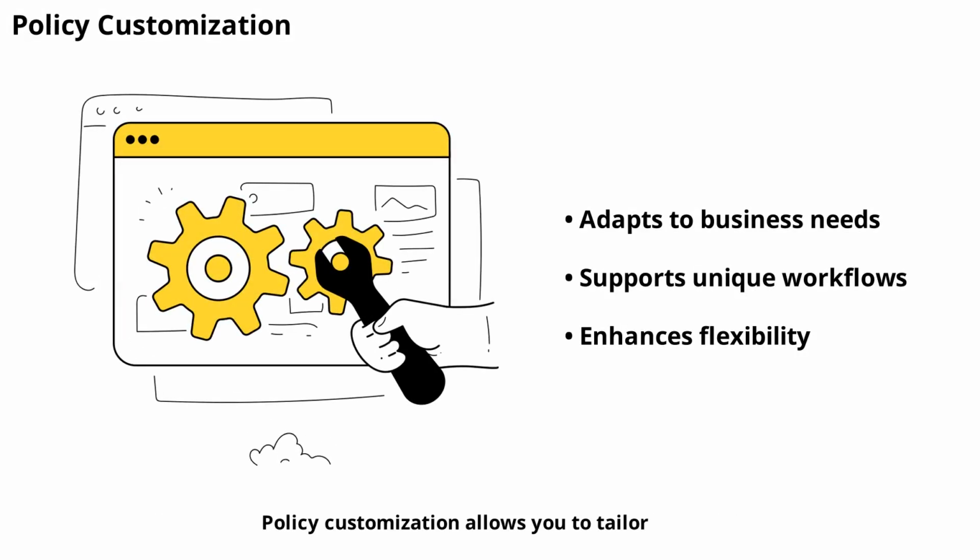Every business has unique invoicing workflows and risk profiles. Policy customization allows you to tailor DLP rules to fit your specific needs. Whether you want to block certain file types, restrict invoice sharing outside your domain, or set different controls for various departments, customizable policies ensure that your DLP solution aligns perfectly with your business operations.